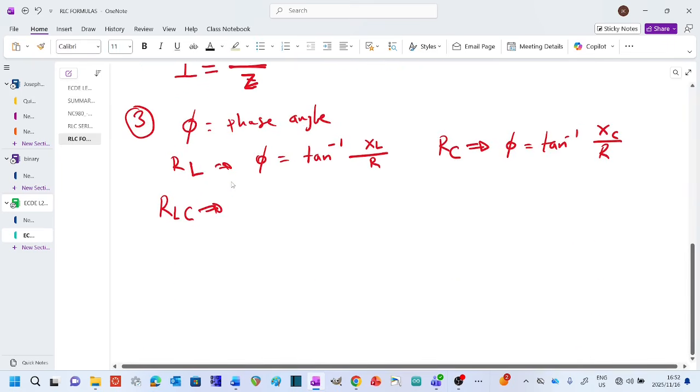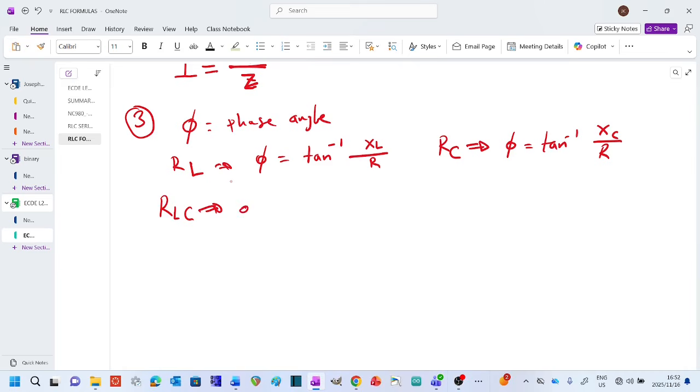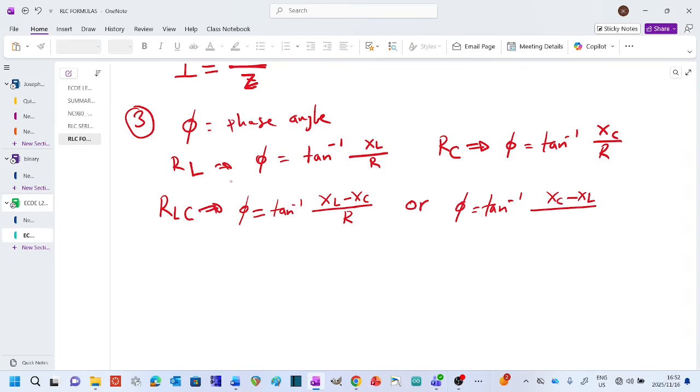So that's exactly what we're going to do here. The angle is going to be, for an inductive circuit, tan to the power negative 1 of XL minus XC over R. R is always the denominator. If you are dealing with a capacitive circuit, you go tan to the power negative 1 of XC minus XL over R. That's how you calculate your phase angle.